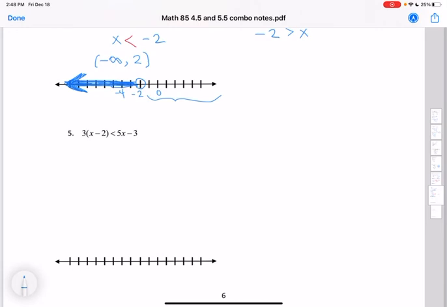All right, here is number 5. Go ahead and try this one. At the end, when you get a fraction, you can go ahead and change that to a decimal, okay? So that makes your graphing easier for you. Okay, so go ahead and give it a try. Come back when you're ready.